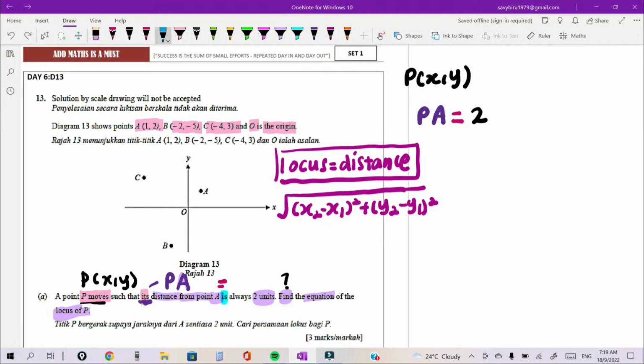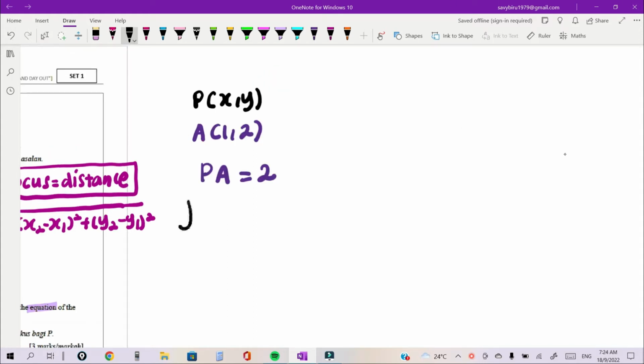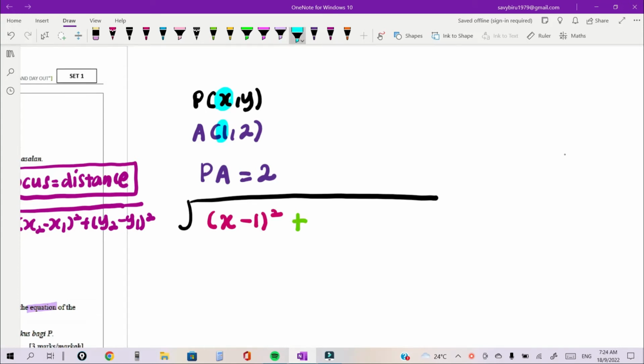Okay, what is the point A coordinate? Point A coordinate is given as 1, 2. So apply the formula of distance between point P and point A. So first the square root. Okay, so you take x minus 1 squared, the x coordinate, plus, next, the y coordinate here is y minus 2 squared.